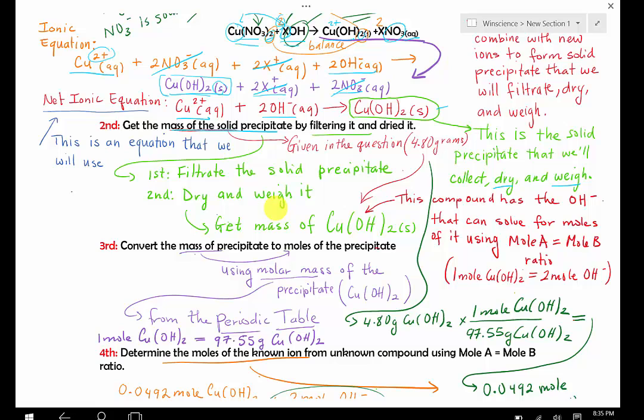And once we get the mass of the precipitate, what can we do? We can convert to moles of precipitate.